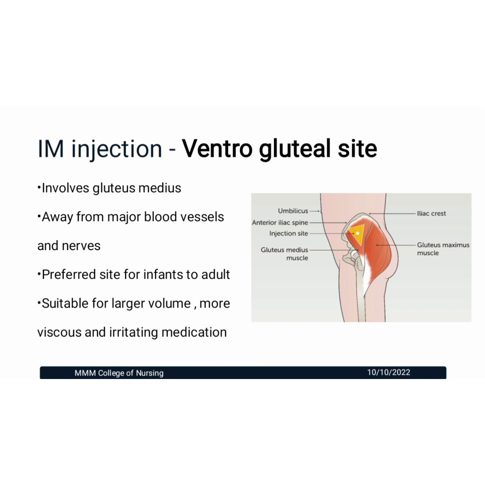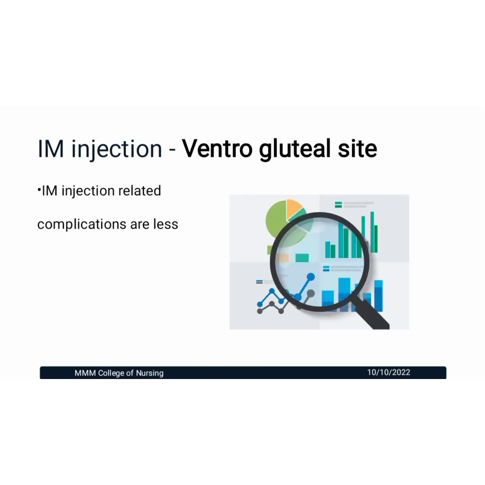Ventrogluteal site. It involves the gluteus medius and it is away from the major blood vessels and nerves. It is the preferred site for IM injection for infants to adults. It is suitable for larger volumes of medication and more viscous and irritating medications also. When compared with the other sites for intramuscular injection, the ventrogluteal site has fewer complications.